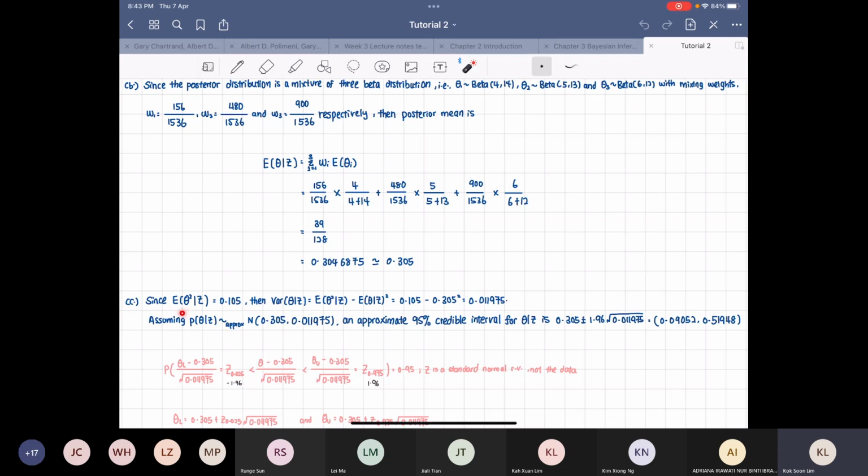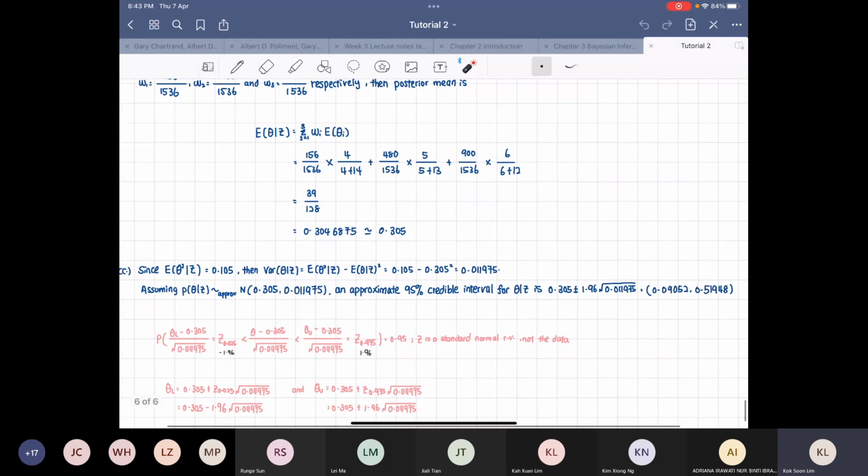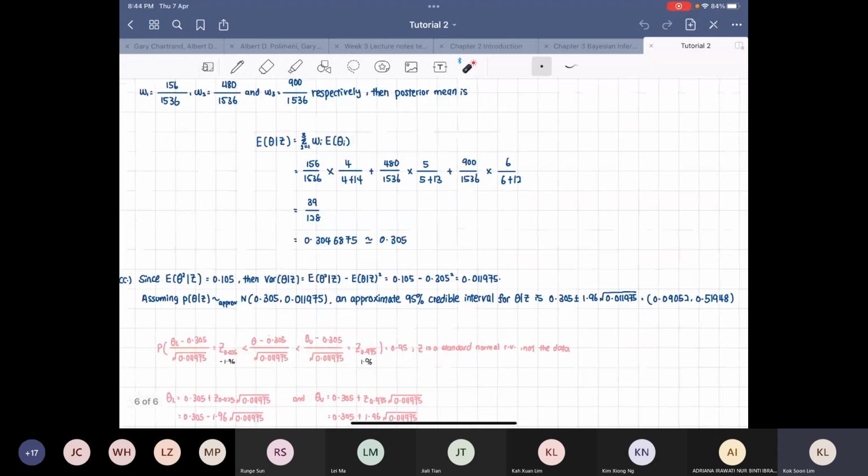So we are given the value of the second moment of the posterior, so it's equal to 0.105. So we can find the variance, which is equal to 0.011975. Then we can approximate the posterior distribution with a normal, and then we can find the credible interval, which is this one.